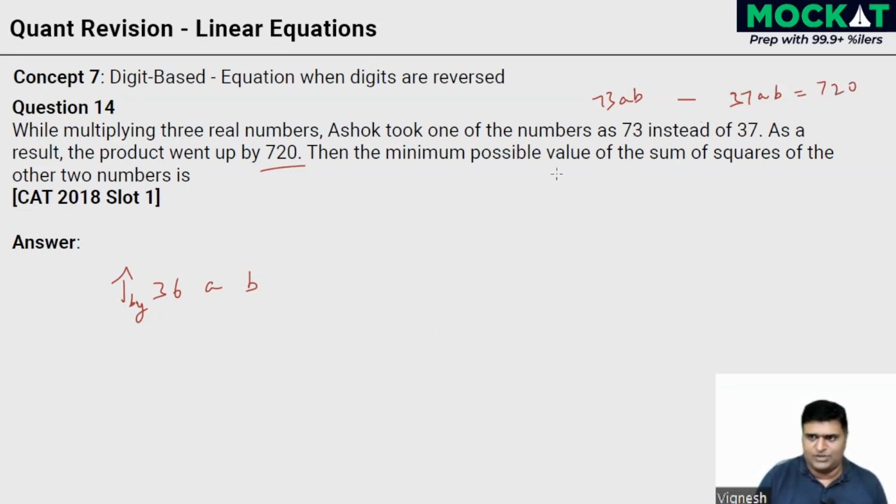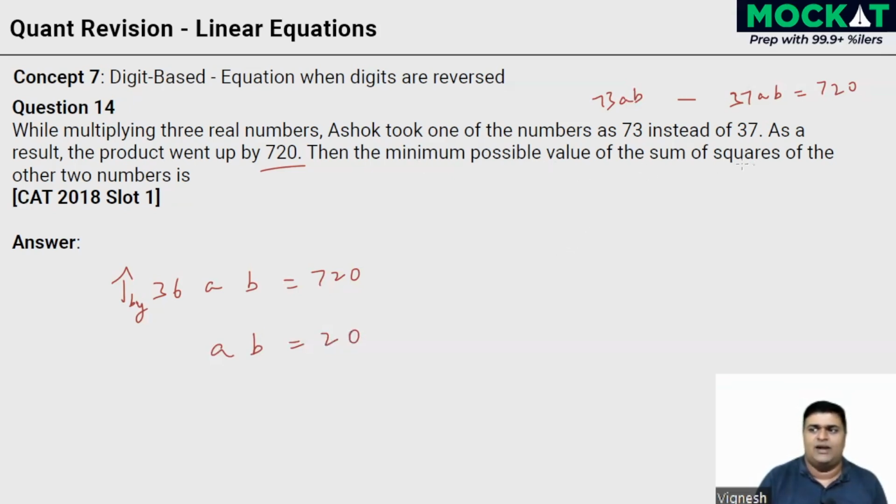You can either write it this way and then get 36AB equals 720, or you can say the difference in the numbers, 36 into A into B, resulted in the increase. So the increase by 720 was because of 36 into A into B, right? Both ways we're going to get the same. And we get A into B equals 720 divided by 36, which is 20.